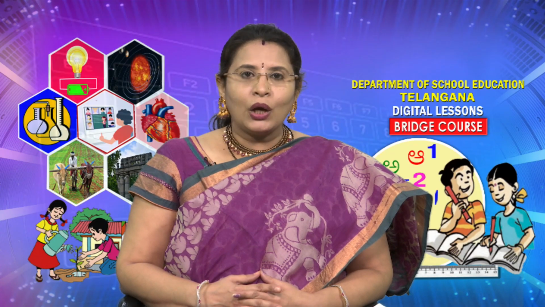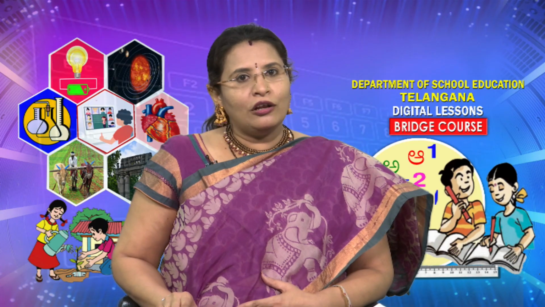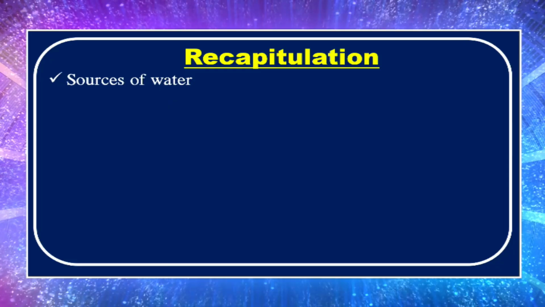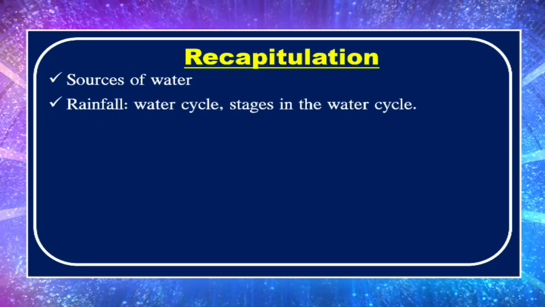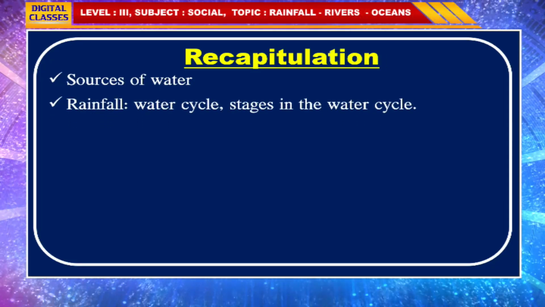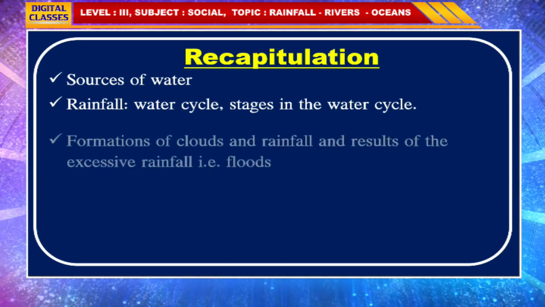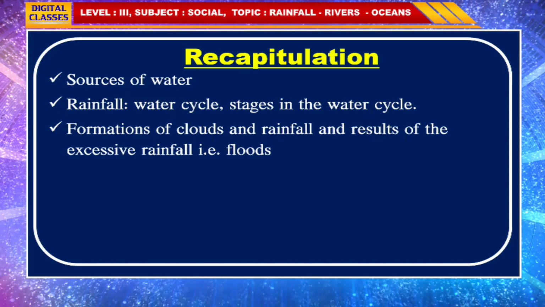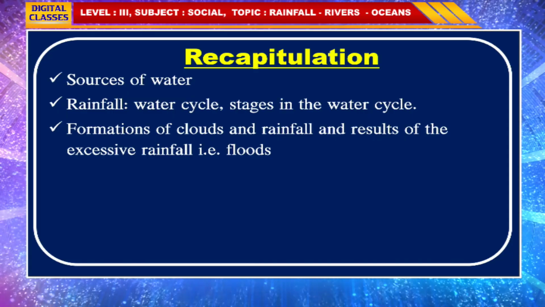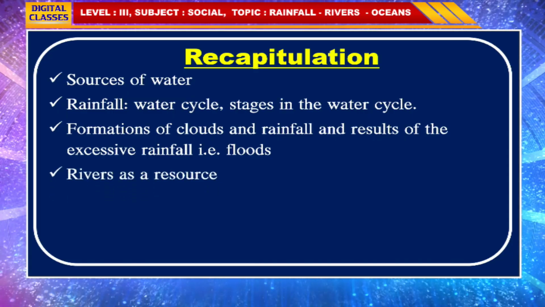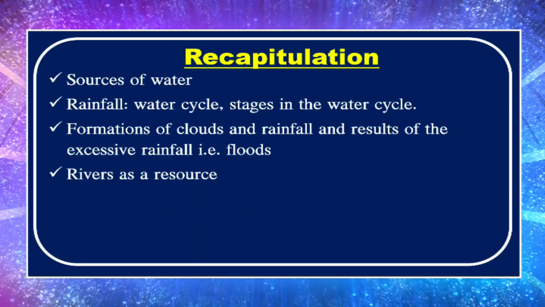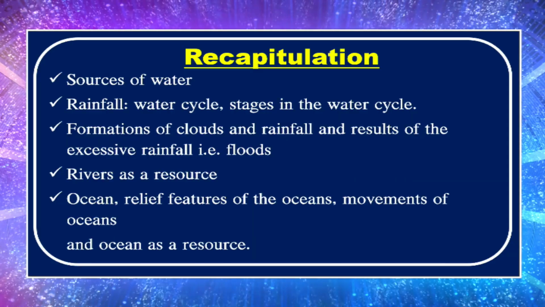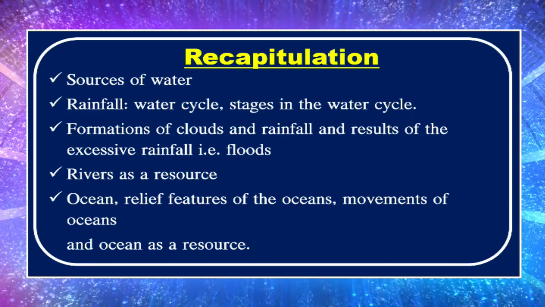Now let us have a quick recapitulation of all we learned today. Children, today we learnt about the sources of water, rainfall, the water cycle and stages in the water cycle. We learnt about the formation of clouds and rainfall and the results of excessive rainfall, that is floods. We learnt about rivers as a resource, and we learnt about the ocean, relief features of the oceans, movements of the ocean and the ocean as a resource.